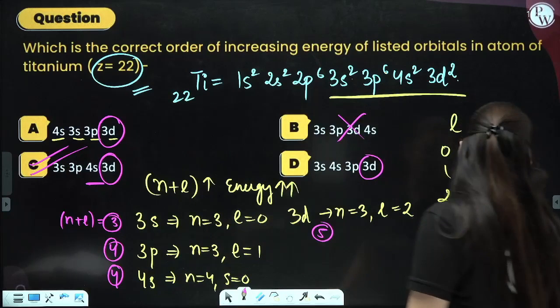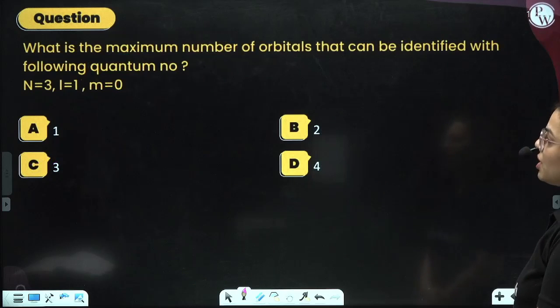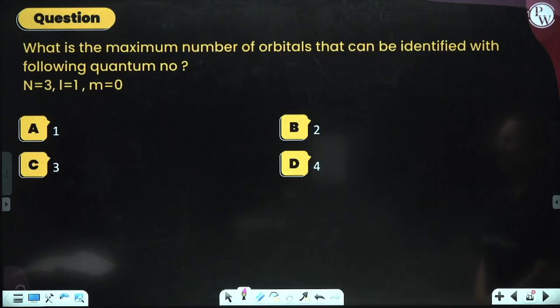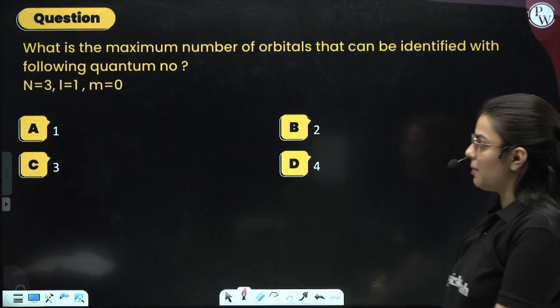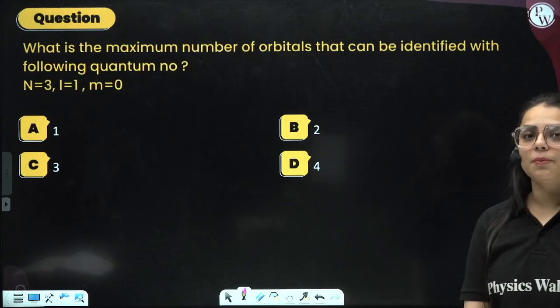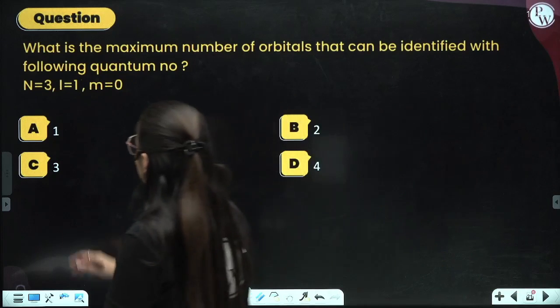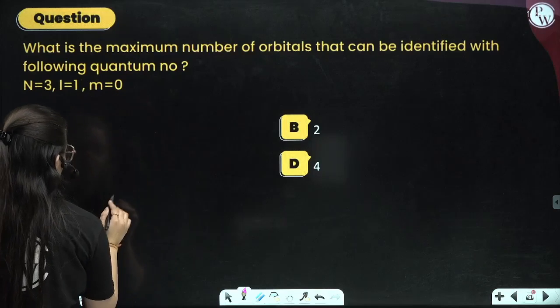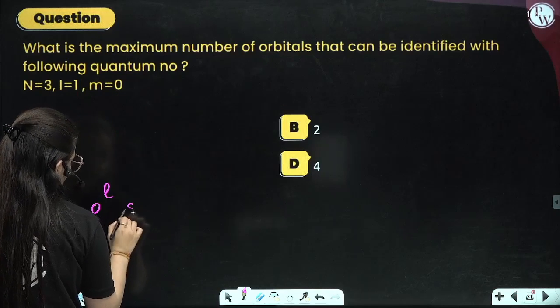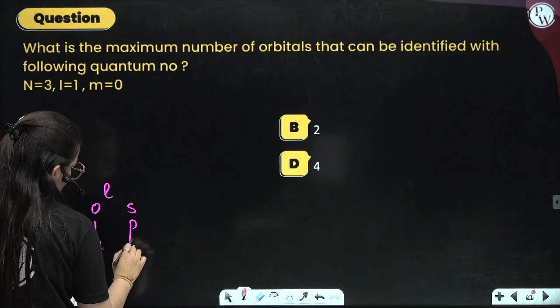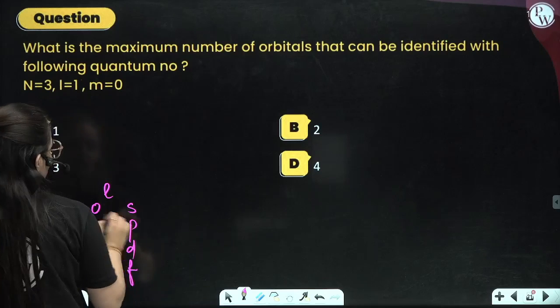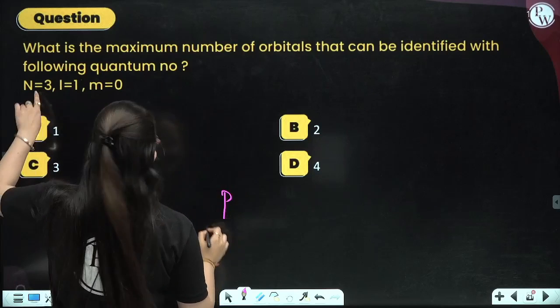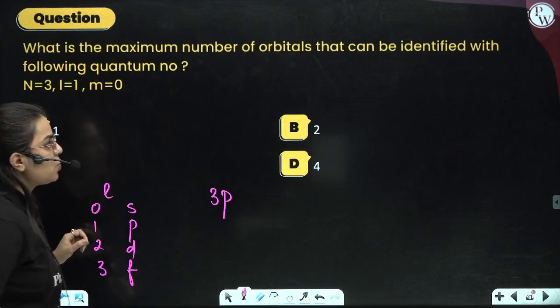Okay. Now comes the next question. What is the maximum number of orbitals that can be identified with the following quantum numbers? Now see over here, N value is 3, L value is 1, M is 0. For L value, 0 is S, 1 is P, 2 is D, 3 is F. L value is 1, that means P will come. N is 3, so it is 3P.